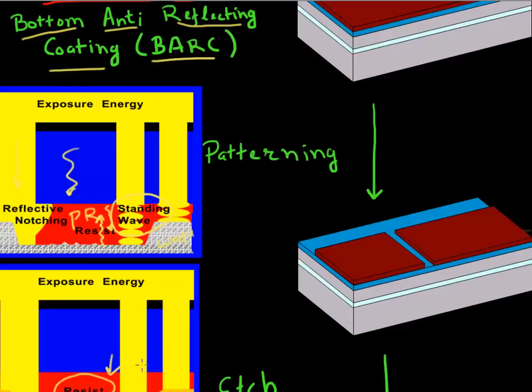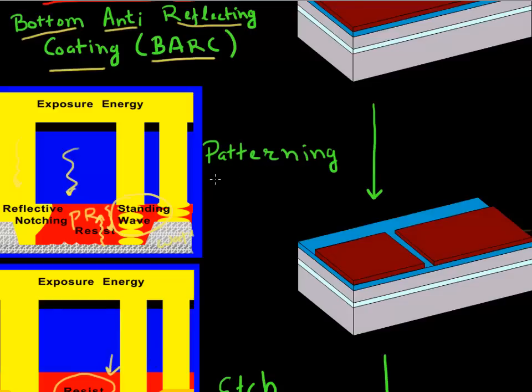So I want to define it the first time we are using it. But in any subsequent process flow, when I show you resist and patterning, by default we'll be talking about essentially this bilayer of anti-reflective coating and the photoresist.